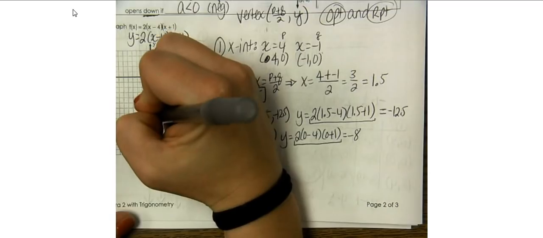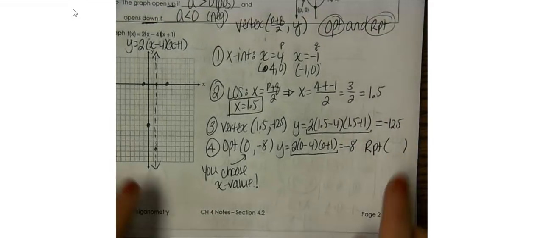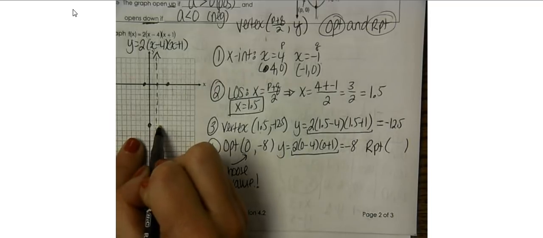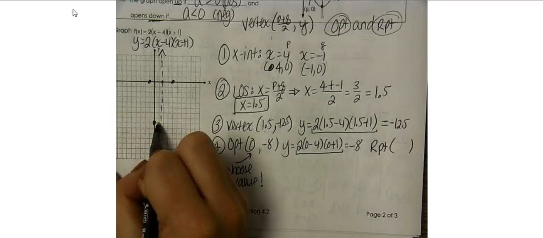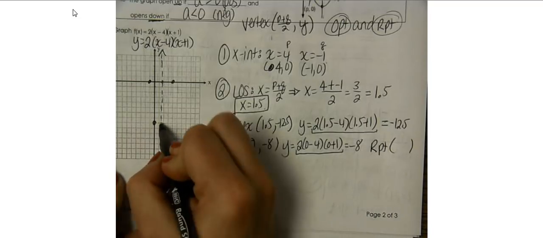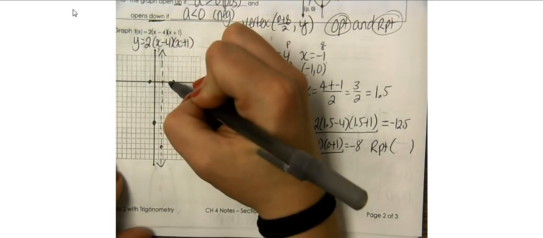And I'm going to plot it. We also need to identify an RPT. That means reflection point. And that RPT is going to be equidistant on the other side of the line of symmetry. So 0, -8 is 1.5 units away from the line of symmetry. So if I counted 1.5 units on the other side, this is located at 1, 2, 3, -8.